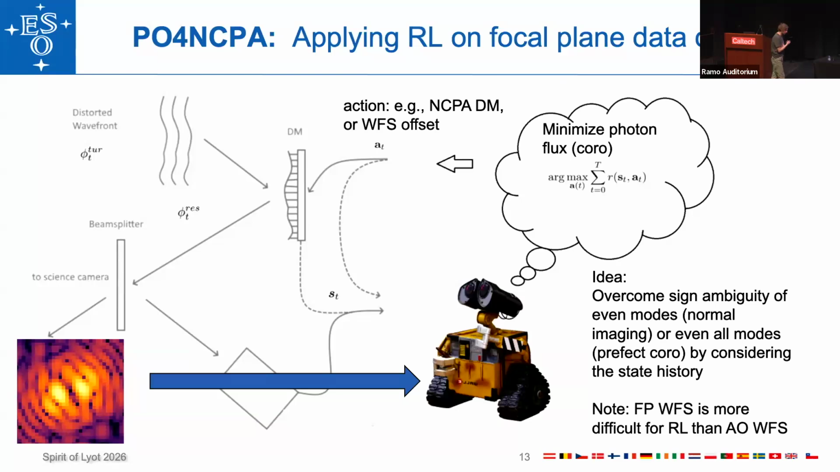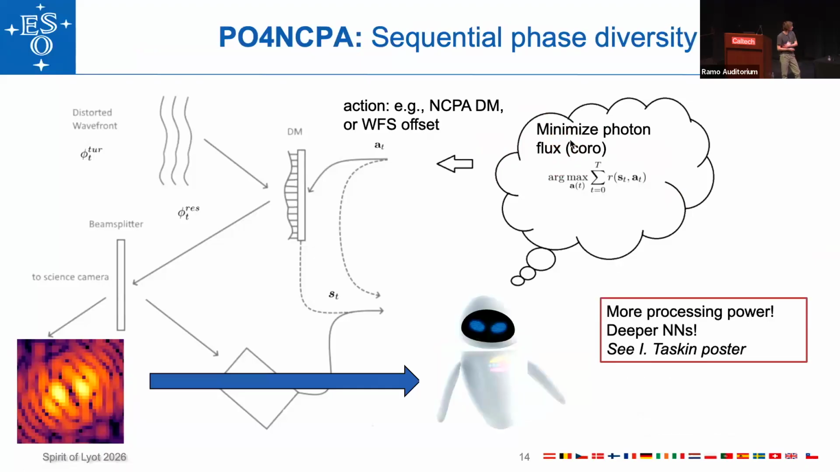This usually goes under the term sequential phase diversity, or fast and furious type of algorithms. And here we have to modify the reward function a bit. For example, with coronagraph, that might be just minimizing the flux in the image. And the action then would be on a separate NCPA DM, or maybe offsetting the AO control loop. Because it's a more difficult problem, we need a robust update and more processing power here. There was a poster about it.